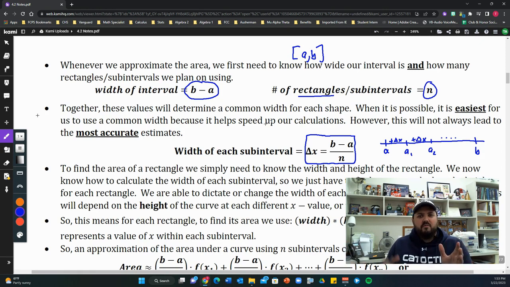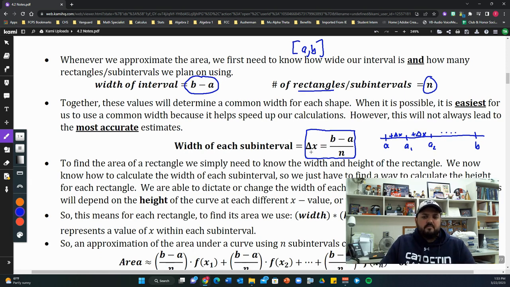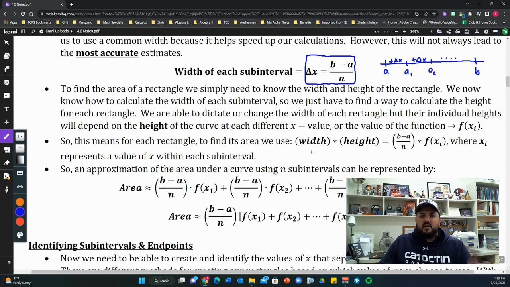That's why it's so efficient to have the same width. That way it's common and we can speed up the calculations. So to find the area of a rectangle, remember we just have to know width and height. We now know how to calculate the width of each one, so we just have to come up with a way to calculate the height for each rectangle.